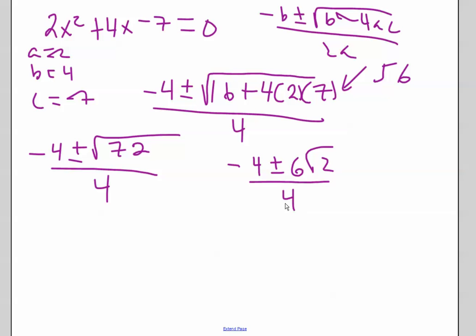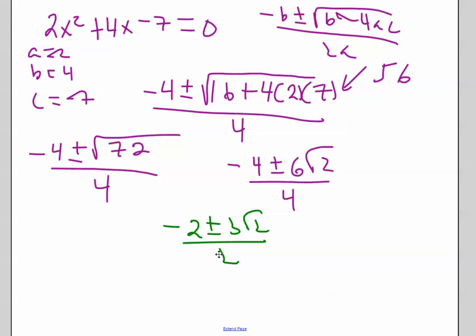Now, what I have is I'm going to simplify these fractions. 2 goes into this one, and this one. So 2 goes into all these. Like, for instance, if I cut this, that's 2, that's going to be 2, that's going to be 3, and that's going to be 2. So that's all I'll do. So negative 2 plus or minus 3 radical 2 over 2.